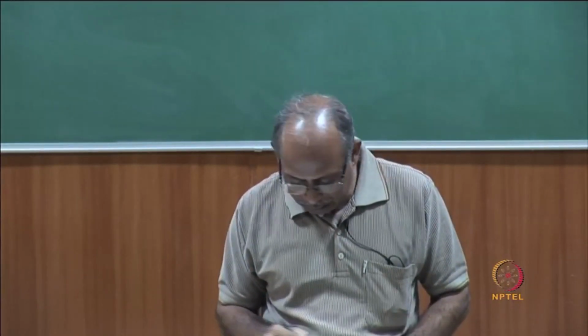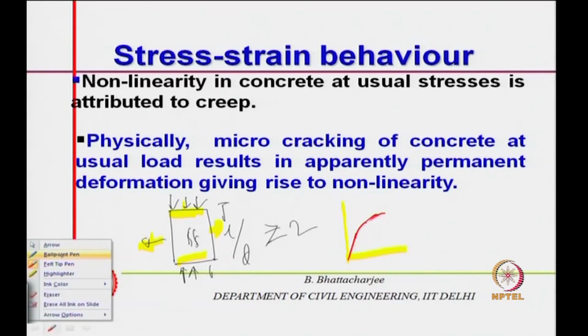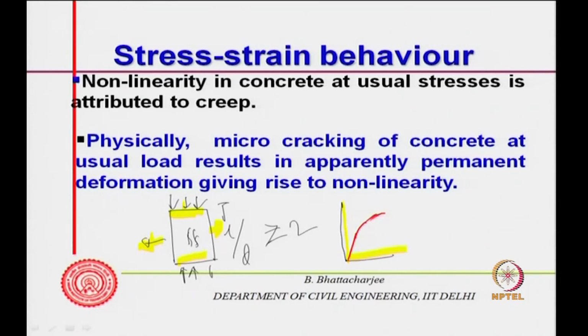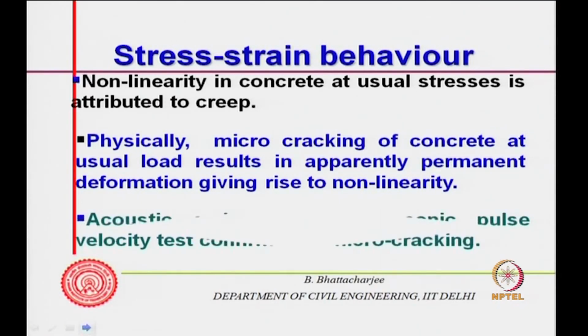To start with, it goes like this, but then suddenly there is a lot of crack formation. So, the modulus changes, and if the modulus is continuously changing, then it will show a kind of non-linear behavior. If these cracks do not close, then it will show permanent deformation when it is coming back. So, that is the basic explanation for why it shows non-linear behavior.